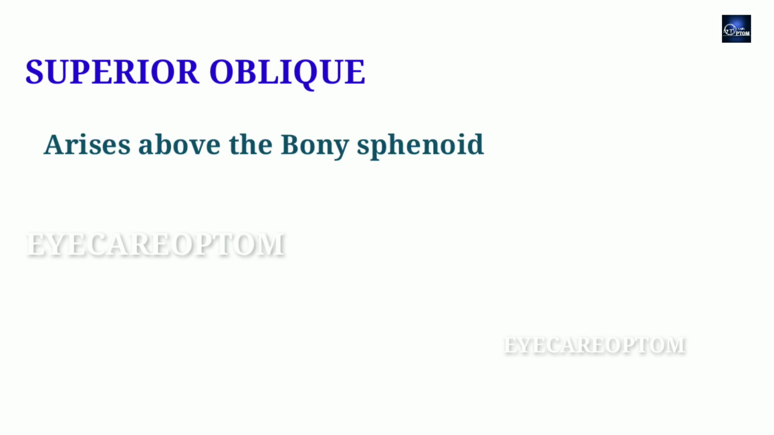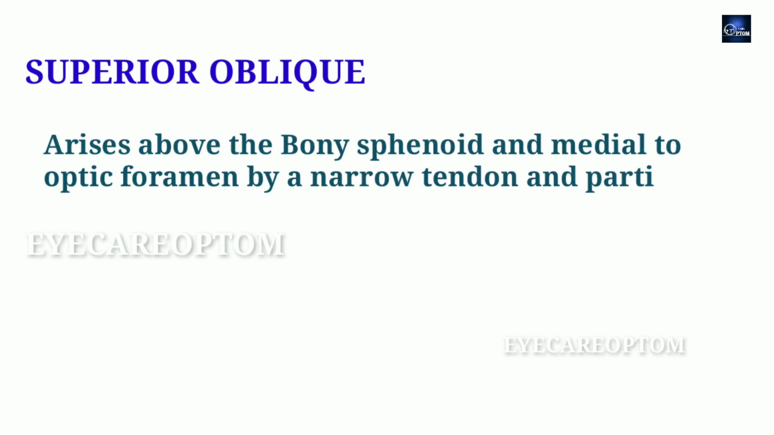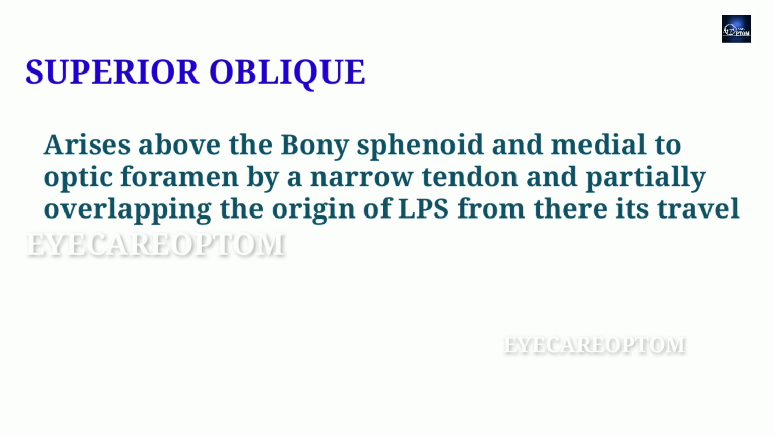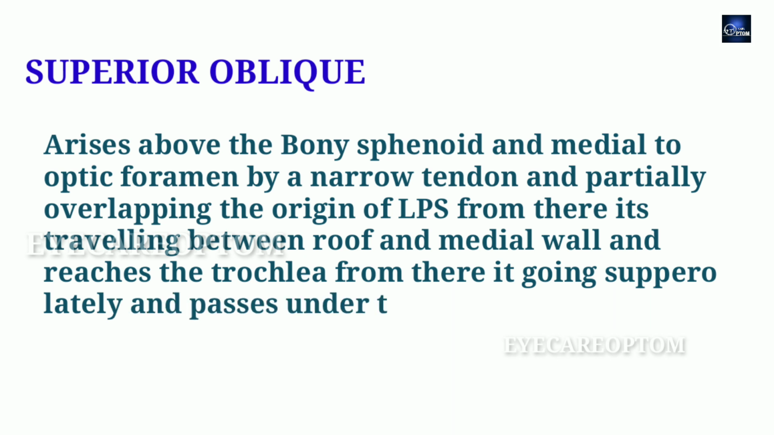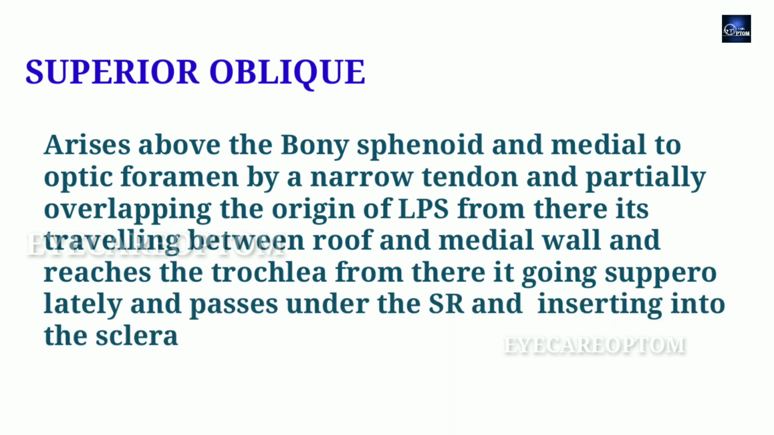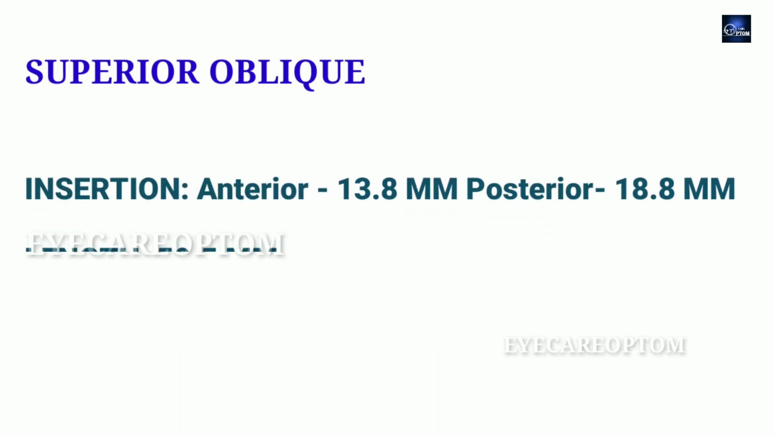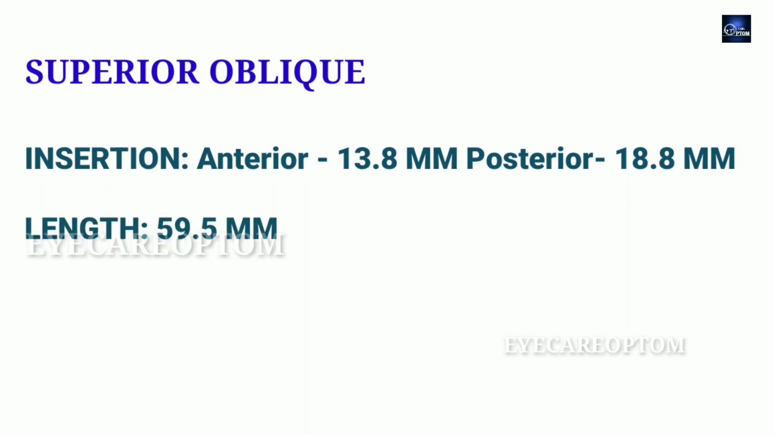And we have 2 oblique muscles. The number 1 is superior oblique. The superior oblique muscle originates above the bony sphenoid and medial to the optic foramen by the narrow tendon, partially overlapping the origin of LPS. From there, it travels in between the roof and the medial wall and reaches the trochlea. From there, it goes superior-laterally and passes under the superior rectus and finally inserts into the sclera. It inserts anteriorly 13.8 mm from the limbus, posteriorly 18.8 mm from the limbus.